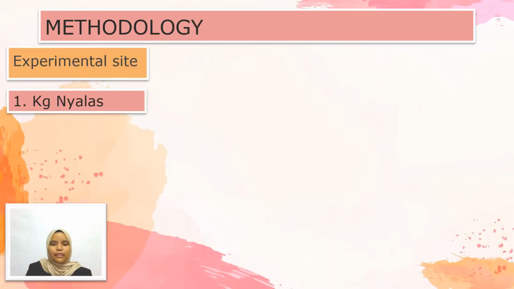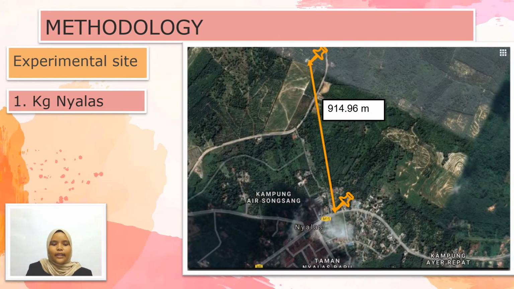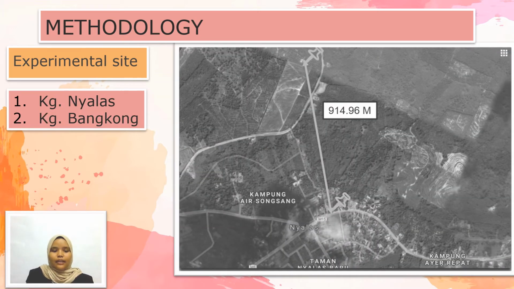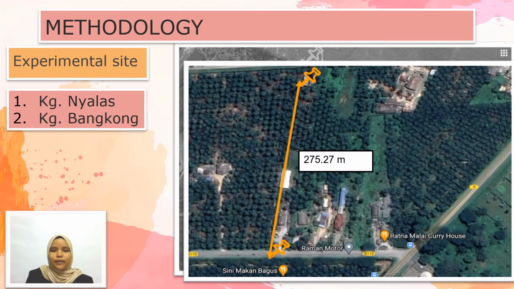3 different experimental sites have been chosen for this research project. Firstly, it is at Kampung Nyalas, located in Melaka, where the distance between transmitter and receiver is 914.96 meters, which is one of the furthest distances among the experimental sites. Next is at Kampung Bangkong, located in Tanjong Sepat, Selangor. The distance between transmitter and receiver is 275.27 meters, and this is one of the shortest distances among the experimental sites.